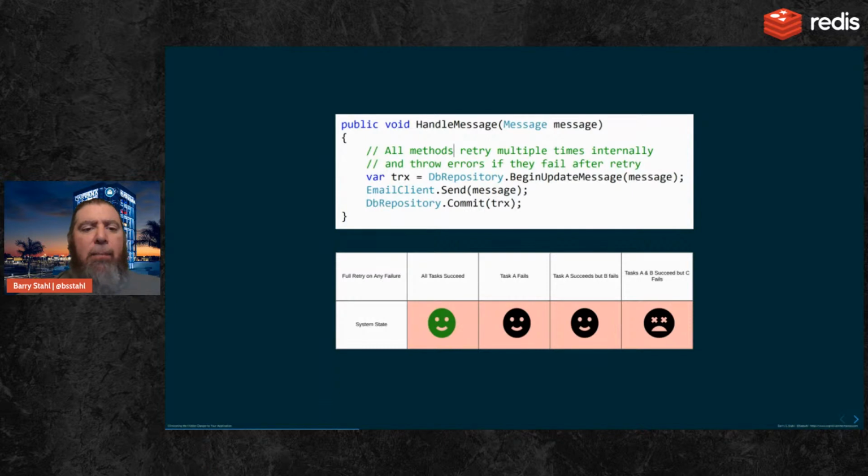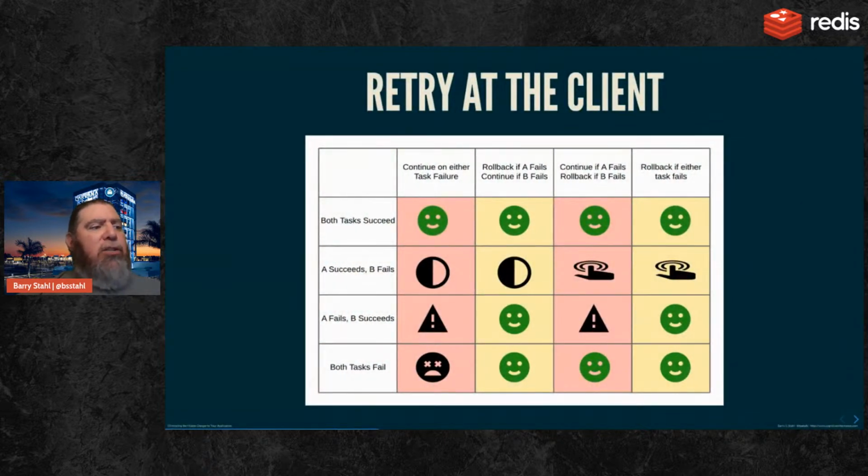So what we really end up with is we need to retry at the client, but we have all of these different possibilities. And now I've included all four possibilities in this scenario, where we can either continue or what I call roll back, which basically means throw up an exception and let the client retry. We have these four different scenarios here. And I want to point out two of them that are fairly common.